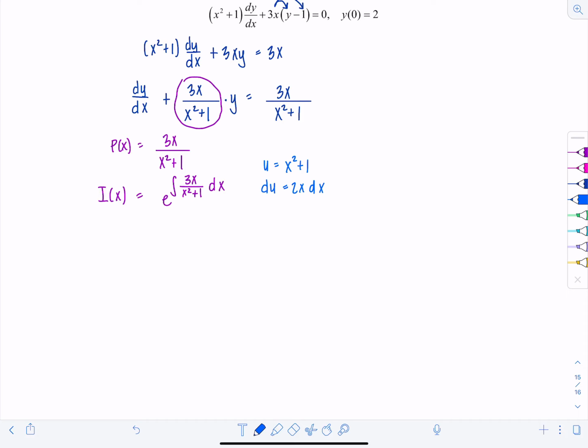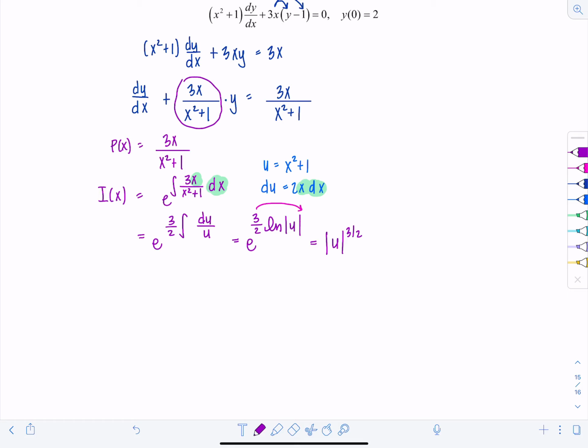And now I have e. I'm going to take the 3 outside, so I'll have 3/2 integral of, that's right, du over u. Good. There's my x dx right here, and then I have a 3/2 sitting outside. Okay, so this is e to the 3/2 times the natural log of the absolute value of u, which remember, I can move that 3/2 to the exponent on the argument, and I have absolute value of u to the 3/2.